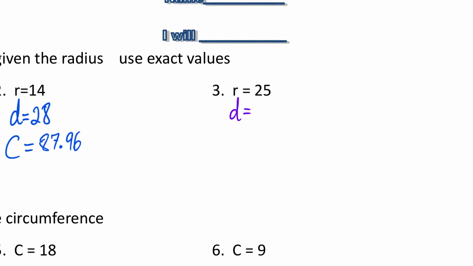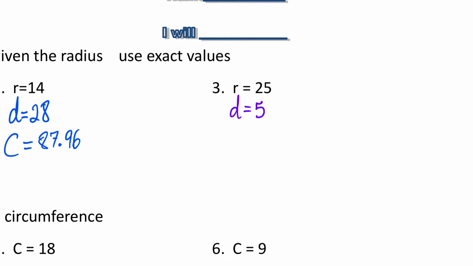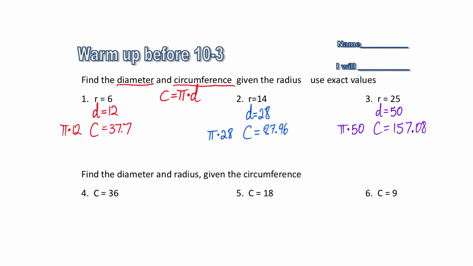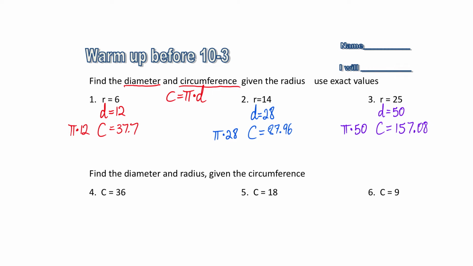If the radius is 25, what's the diameter? 50. It's 50. So for the circumference, we're going to go pi times 50. 157.08. Okay, so I'm just going to tell you on your quiz in a second. These first 3 are like the first problem on your quiz. These 3 are like the second problem on your quiz.